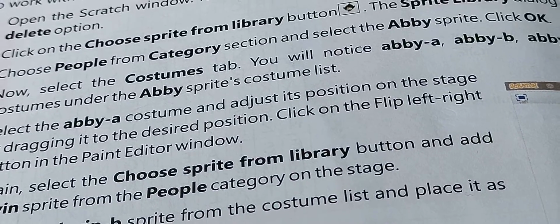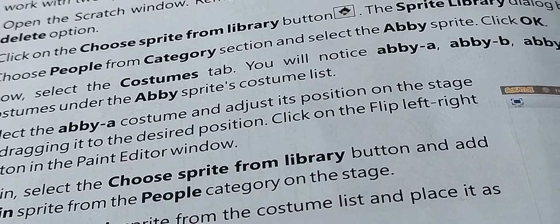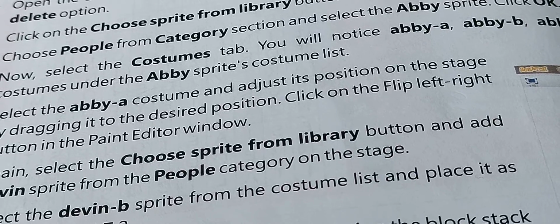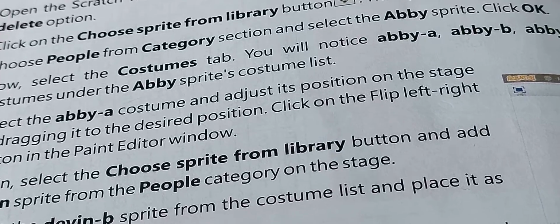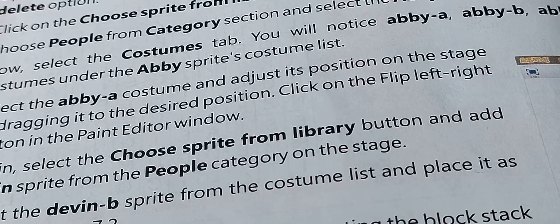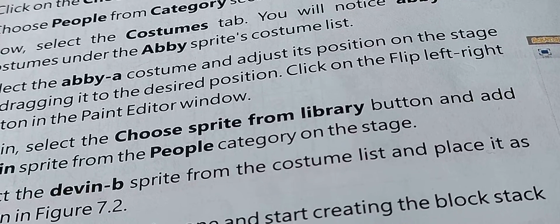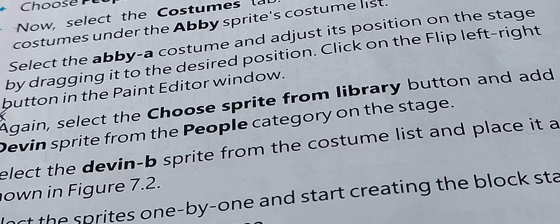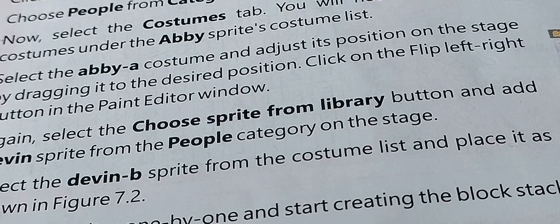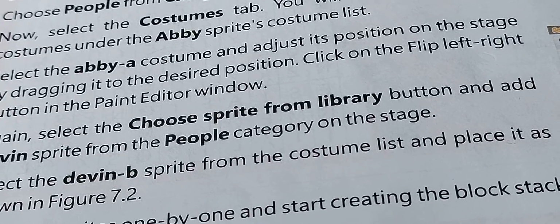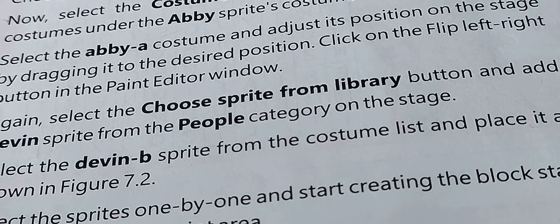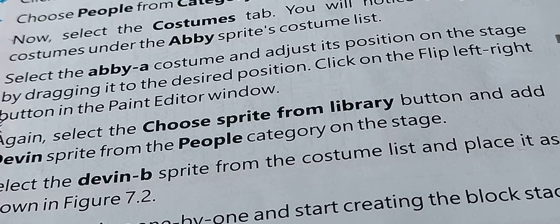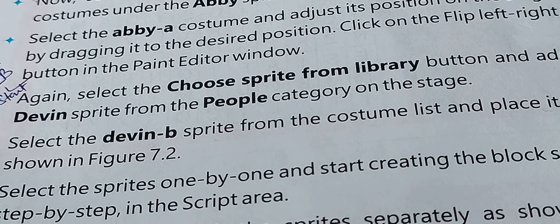First, if I want to select the ABA costume, then we want to adjust the position on the stage, because there are two sprites and we want to arrange them according to our choice. We want to adjust the position of the first sprite, so we can adjust it also. How can we do that? We can do that by dragging it to the desired position. Whenever we want to put our sprites somewhere, we can drag the sprite and it moves to the desired position. Click on the flip left right button in the paint editor window.